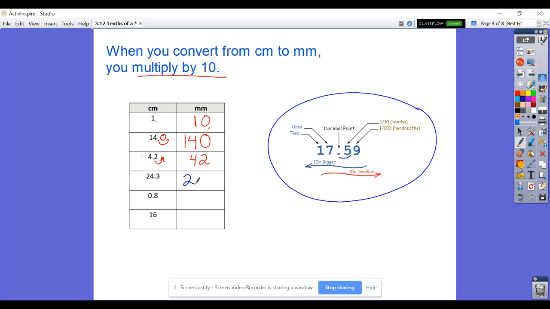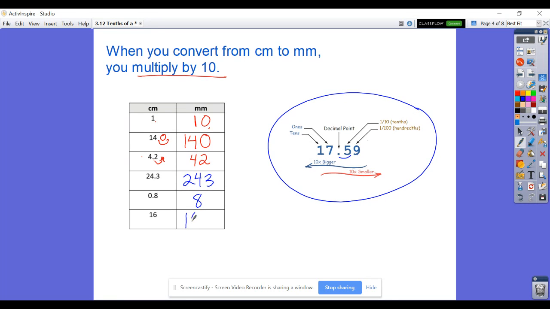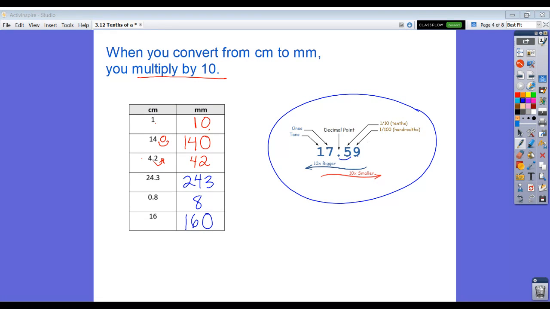Let's see, you should have gotten that 24 and 3/10 centimeters is 243 millimeters. 8/10 of a centimeter is not even a full centimeter, so it's not even going to be 10 millimeters. It's only 8 millimeters. And finally, 16 centimeters times 10 is 160 millimeters.